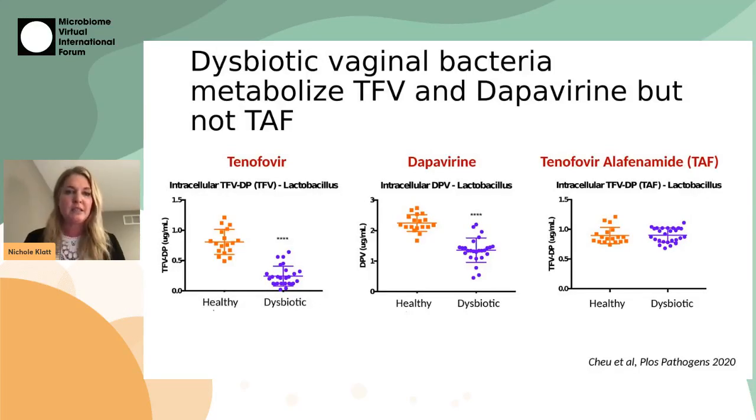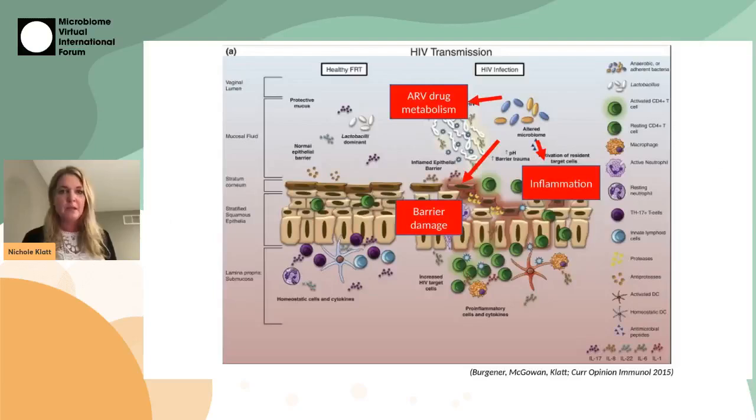And what you can see is that with tenofovir and dapivirine, if you have a healthy microbiome in the vagina, it's not metabolized, but if you have a dysbiotic microbiome, it's heavily metabolized, shown here in that purple. But then in a drug like TAF, it's not. So there is good news that this is not always the case. So kind of going back to the slide demonstrating the different ways an altered microbiome can lead to increased HIV infection, we have not just barrier damage and inflammation, but also ARV drug metabolism. So it's really important to understand this and then treat it.